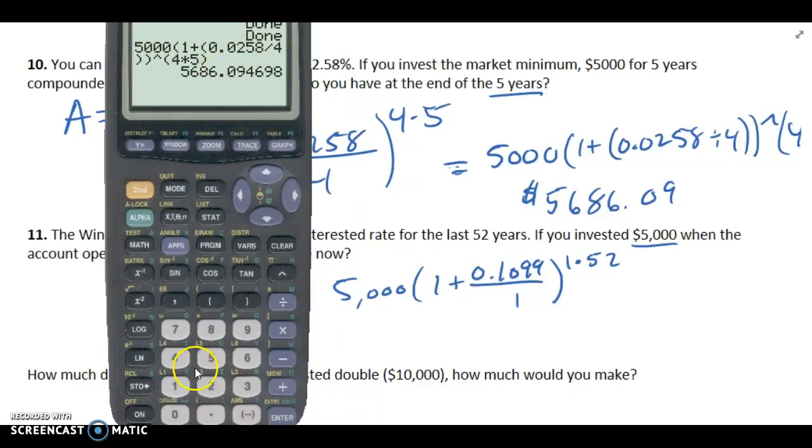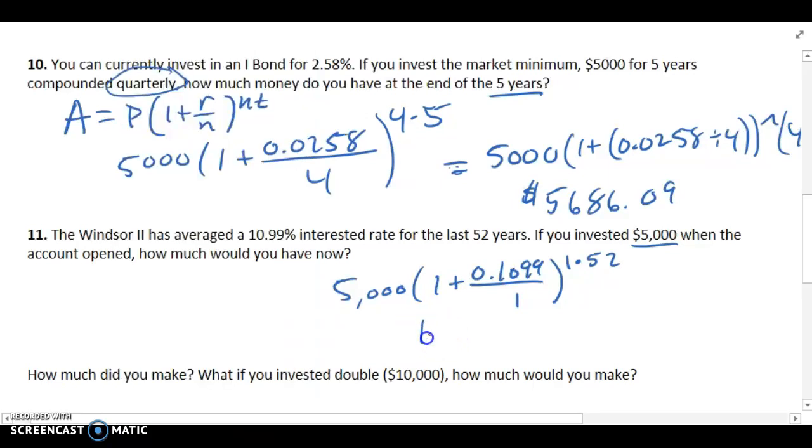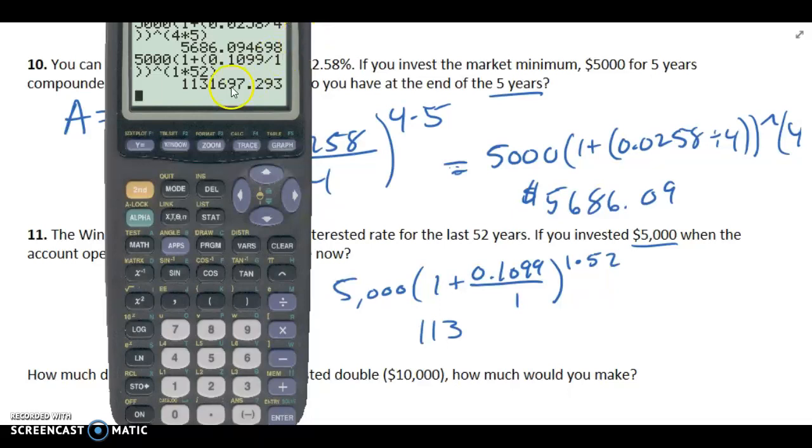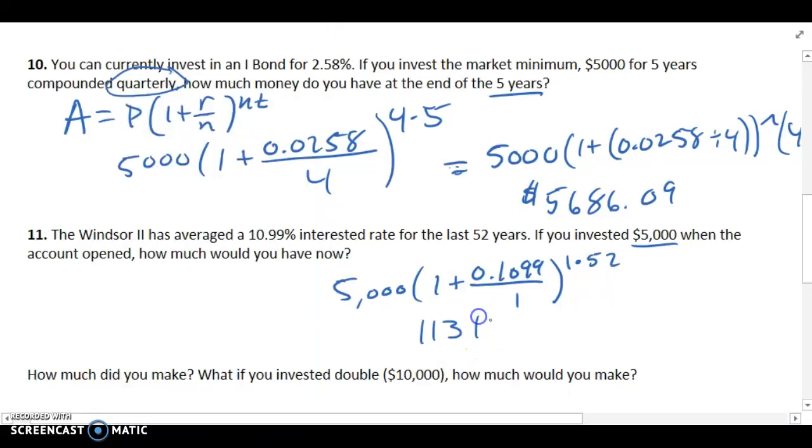Remember to put it in correctly here. So we have the amount with the parenthesis, with the 1 plus. The fraction is going to be in a parenthesis divided by 1. And then this will have 2 parentheses, power button, 1 times 52, close parenthesis, enter. And we would have $1 million. So 113... 1697. And I forget the change, sorry. But yeah, we would be very wealthy.